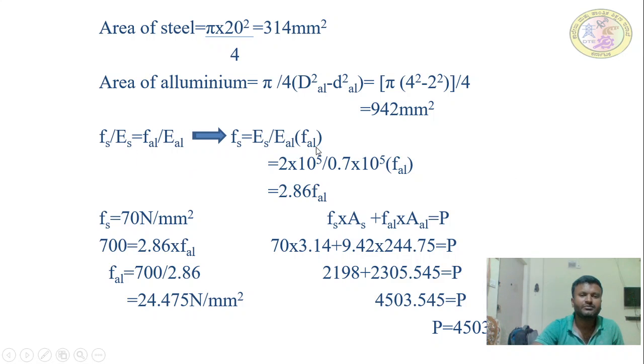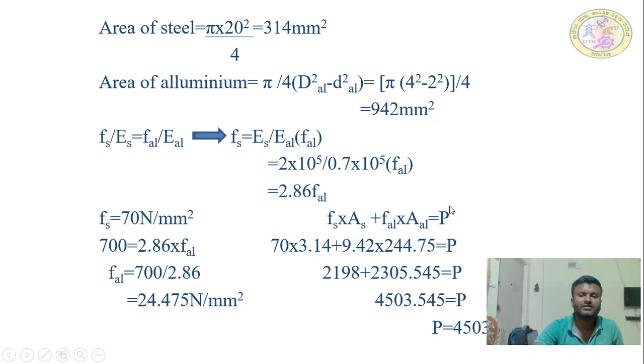And we know Fs by Es is equal to F aluminium divided by E aluminium. Fs is equal to M into Fal. So M, how to calculate? Es by E aluminium, which is equal to 2.86. So Fs is equal to 2.86 times F aluminium, and stresses in steel is equal to 2.86 into stresses in aluminium. Here stresses in steel is given 70, then stresses taken by aluminium we can calculate, 24.475 newton per mm square.